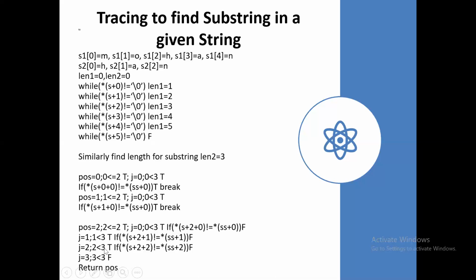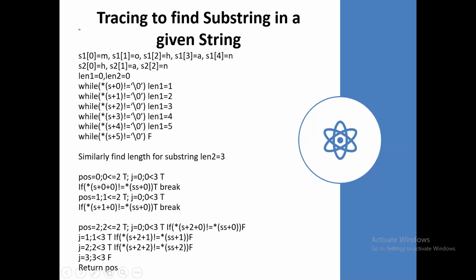Now the j value is 3. If j is equal to length 2, you are going to return position plus 1. Position value is 2, and 2 plus 1 is 3. That means this substring is available at the third position, because I am starting from position 1, 2 and third. With respect to the third position, this substring is available. That's why position plus 1 here.